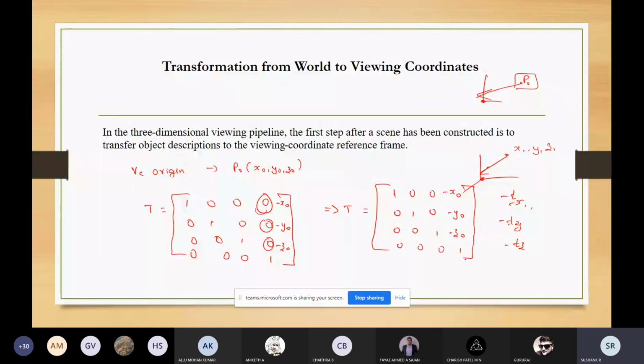So what does this translation matrix mean? This is the translation matrix which can be used for translating the viewing coordinate origin to the world origin. So the first step is translation. Once the translation is done, you are moving that object to the viewing coordinate reference frame. So now you are able to view the object.